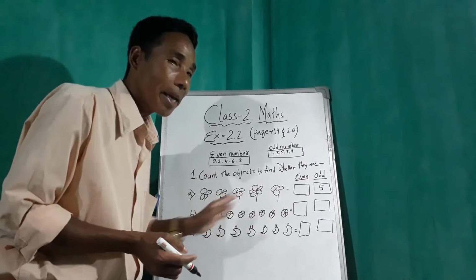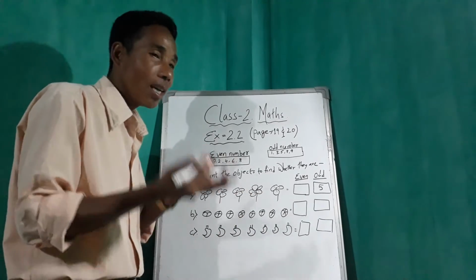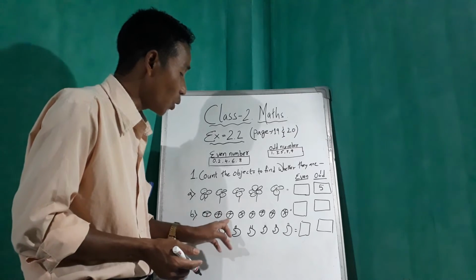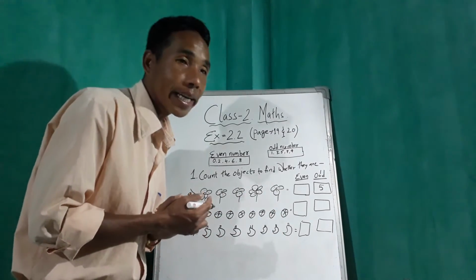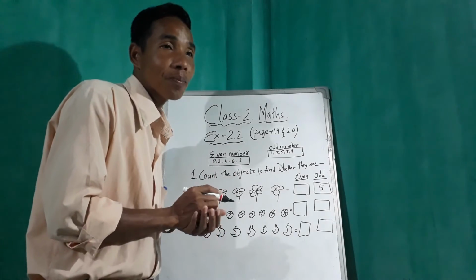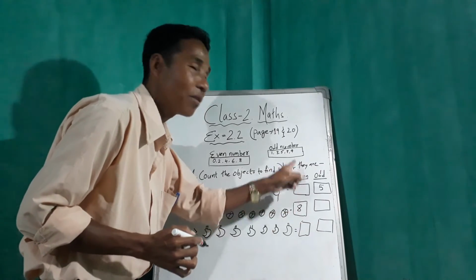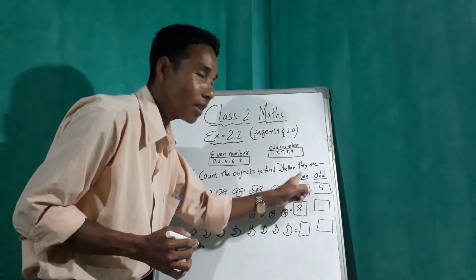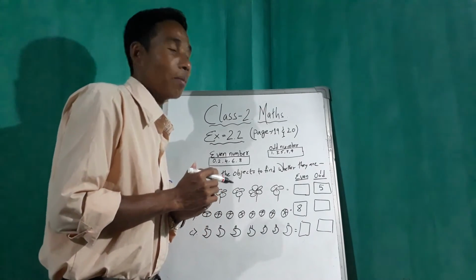Can you count number B? How many balls are there? Everyone loudly. 1, 2, 3, 4, 5, 6, 7, 8. So is 8 an even number or an odd number? Yes, even number. So I have written here even number. So 8 is an even number.